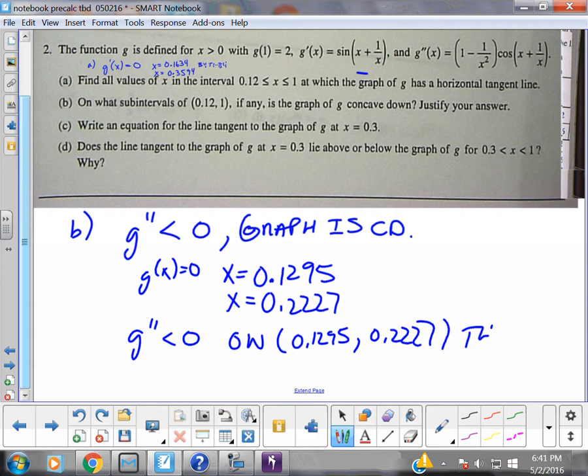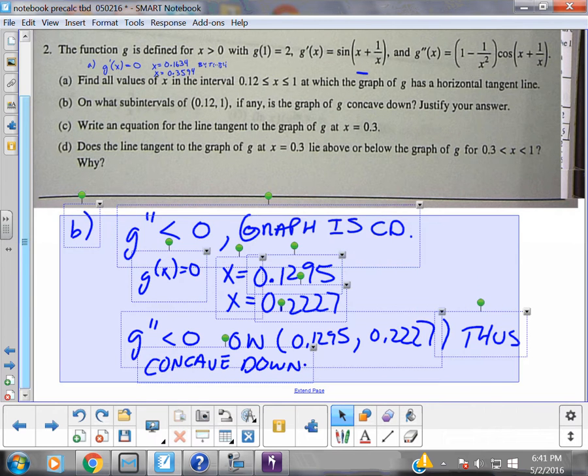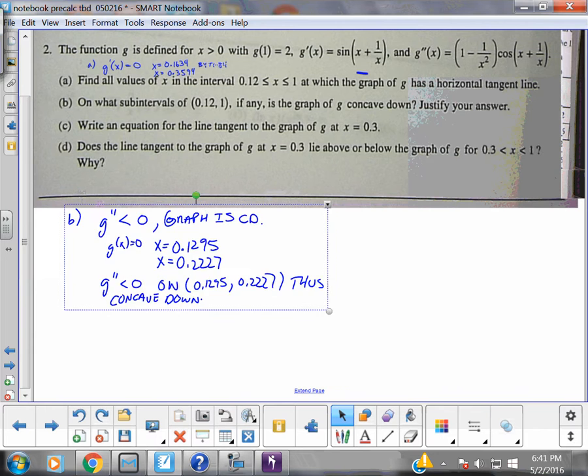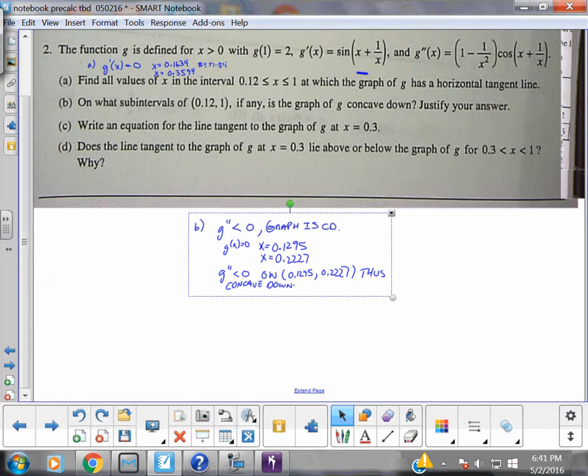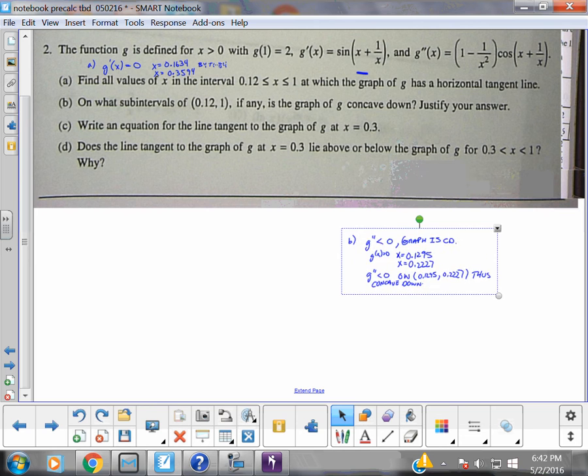Thus concave down. And I would spell out concave down here. Answer and justification. That first sentence didn't help me, but I didn't know that. It had to be the answer and the justification that G prime prime is less than 0, thus concave down. Alright, letter C.